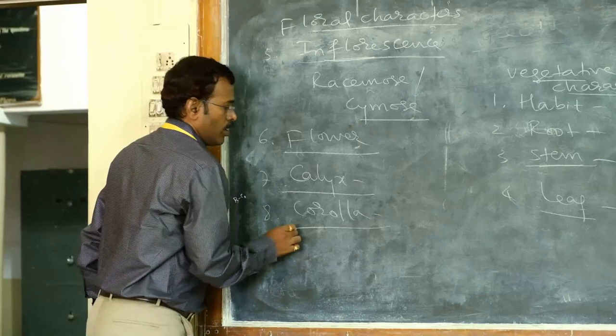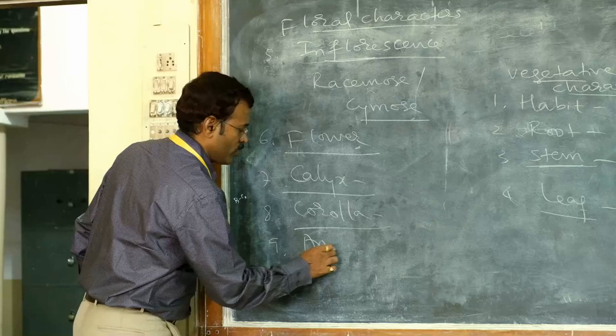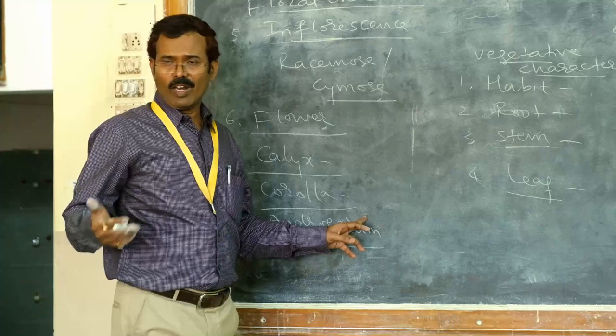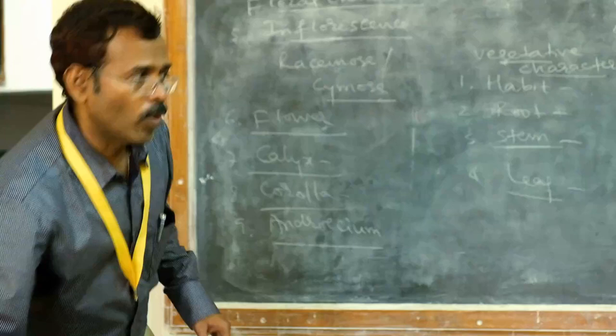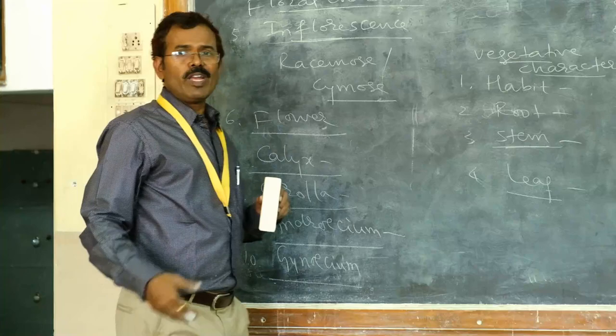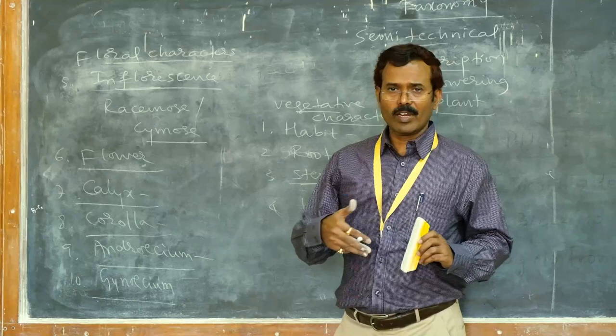Then corolla: number of petals, gamopetalous or polypetalous, then what kind of aestivation is there, and shape of the corolla has to be mentioned. Then androecium: number of stamens, whether these stamens are free or united, epipetalous or not, whatever the condition is, anthers dithecous or monothecous, that has to be mentioned. Then the next character, gynoecium: how many carpels are there, whether they are syncarpous or apocarpous, how many locules are there, how the ovules are arranged, what kind of placentation is there, and regarding style and stigma has to be mentioned in gynoecium.